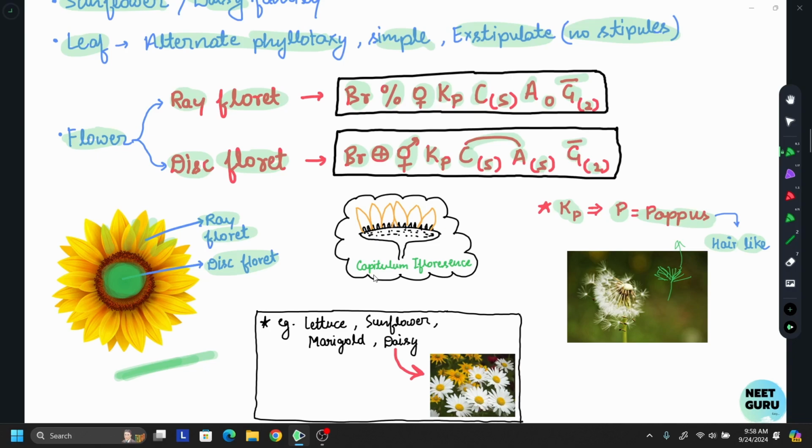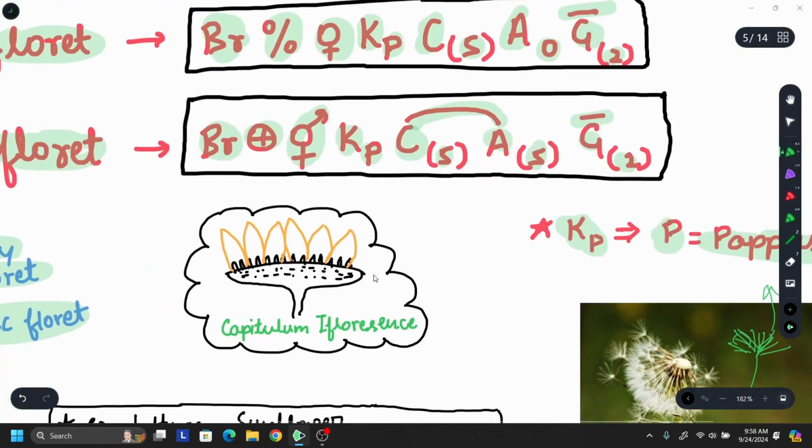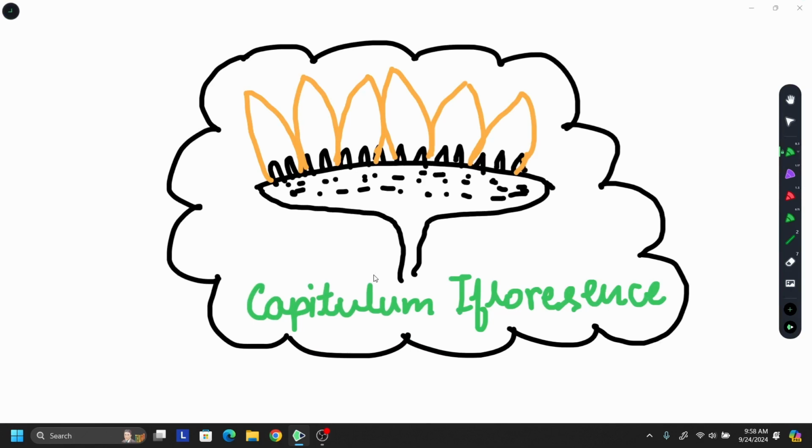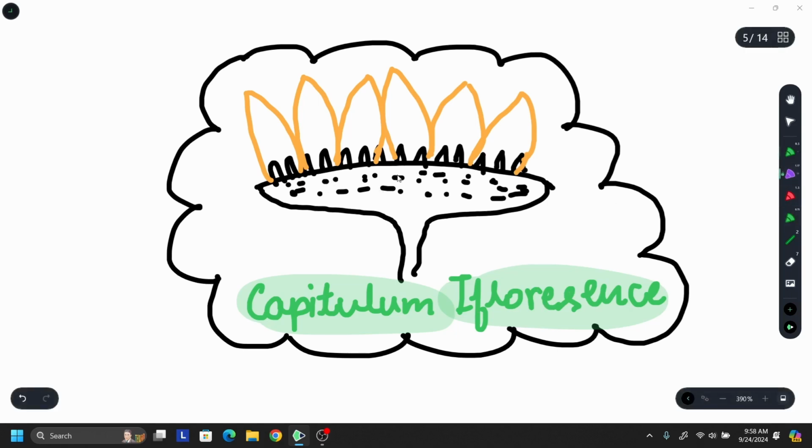Okay. Now the inflorescence in Asteraceae or Compositae family is a special kind of inflorescence which is not given in NCERT, but you have to study it. It is called capitulum inflorescence. This is basically an arrangement of flowers in 2 different forms. Smaller flowers are arranged here. These are the smaller flowers, these black lines.